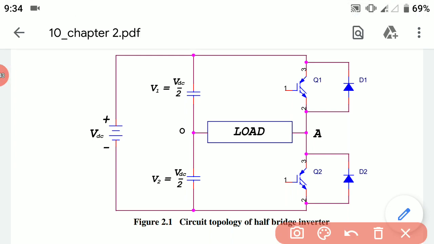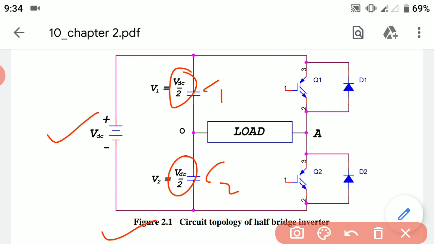This is the circuit diagram for the half bridge single phase voltage source inverter. In this circuit diagram we can see the voltage source, that is Vdc we were discussing. The voltage across capacitor C1 is Vdc by 2, and C2 also has a constant voltage across it, Vdc by 2. So these are two voltages, V1 and V2.